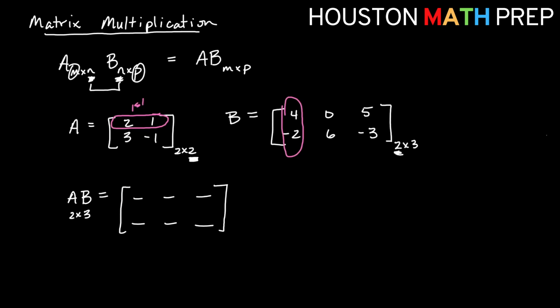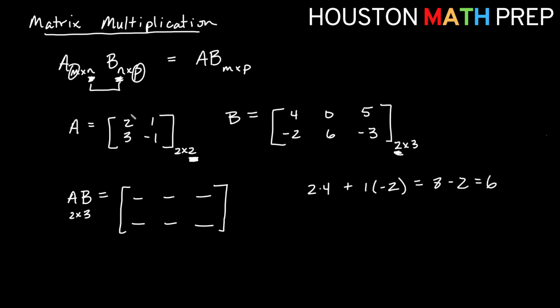Okay, so if we take row 1 times column 1, dot product wise, we'd have 2 times 4 plus 1 times negative 2. So if we do that, first row times first column, we'll get 8 minus 2, which is 6. So first row times first column goes in the first row, first column spot. Our 6 goes there.